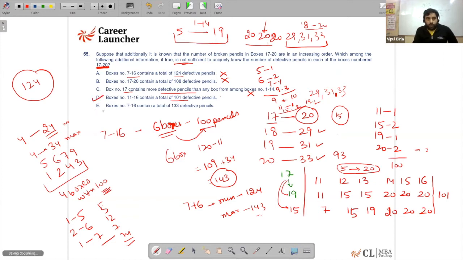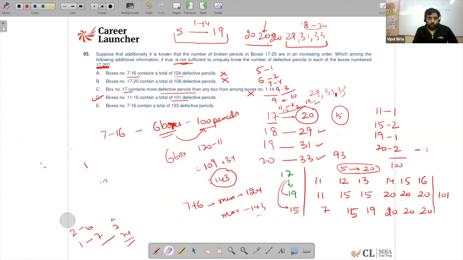Look out for option number E, guys. Look out for option number E. I'm just erasing some portion here, so that I can solve this also. Let me erase this. Right.